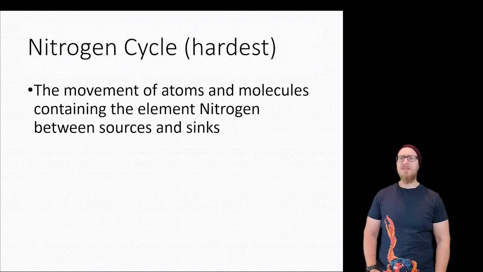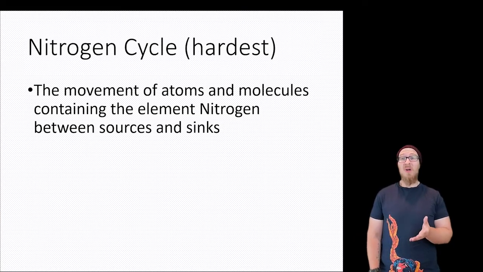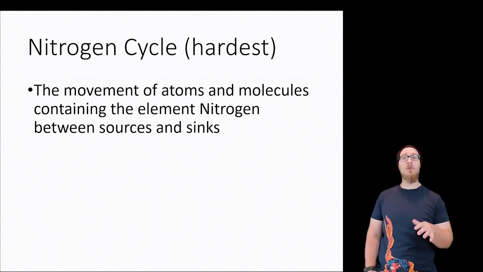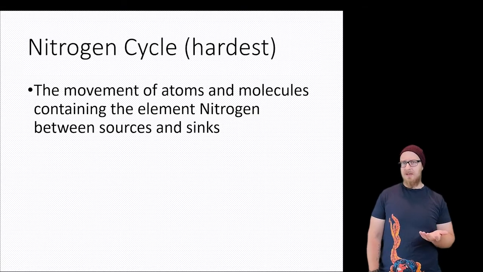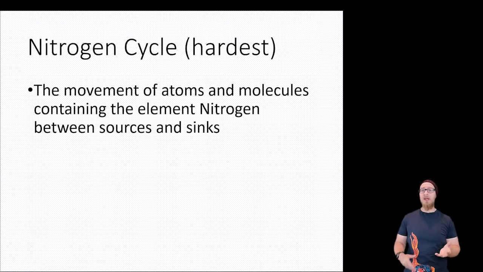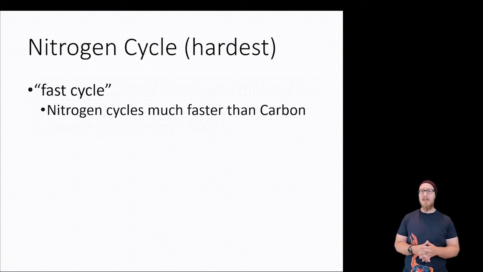And I found that the nitrogen cycle is one of the more difficult cycles to fully understand. Now, the nitrogen cycle is the way that nitrogen or molecules containing nitrogen cycles through the environment from sources and sinks. The nitrogen cycle is what we call a fast cycle. The reservoirs of nitrogen don't have a particularly long residency time for the element in its various forms.